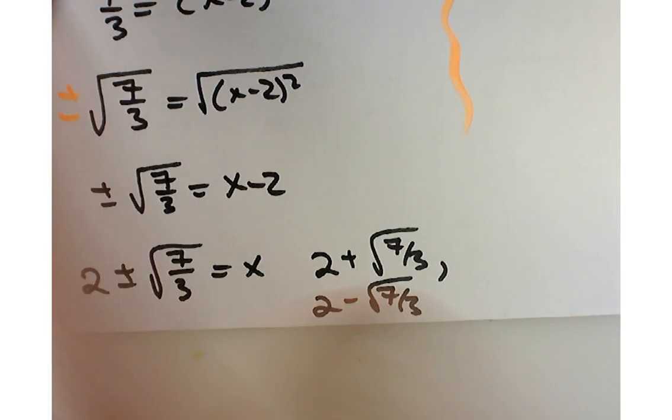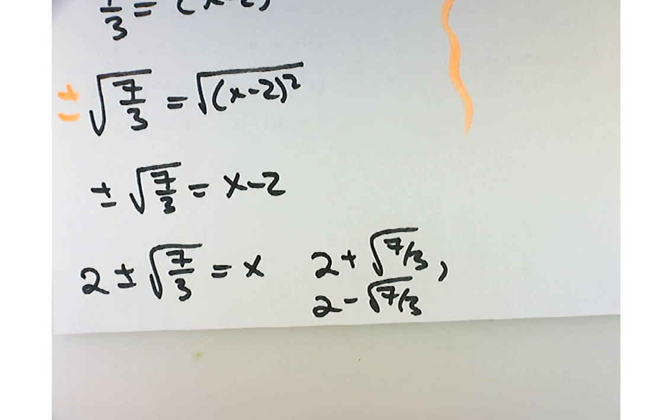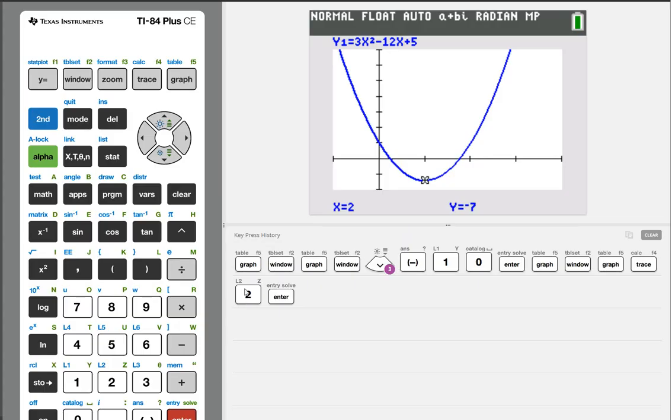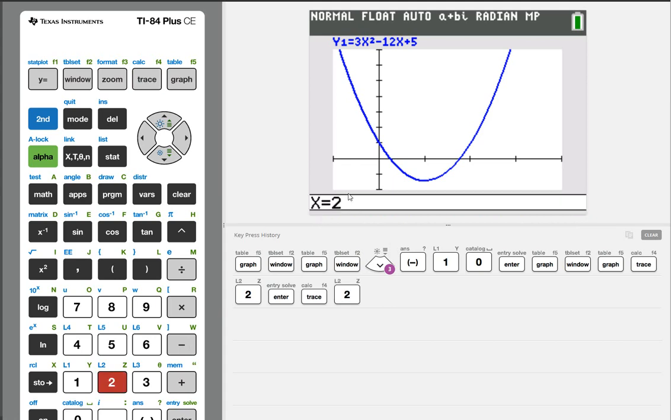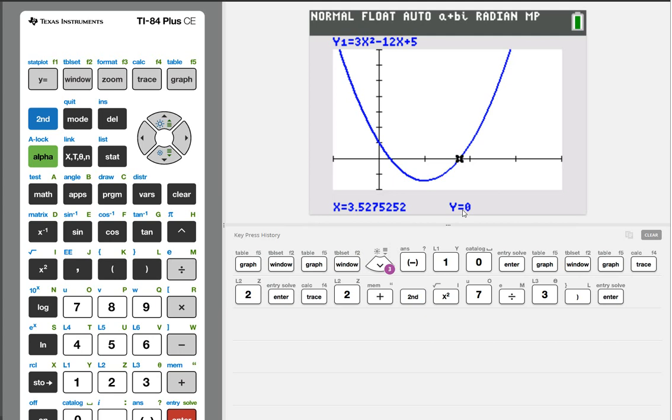You can check these on your calculator. It might not work out perfectly, but it'll work out pretty good. Let's see. If I wanted to check that, I would hit the trace key and type in that number, 2 plus the square root of 7/3. When you hit the 2 or any number, it's going to open up that row on the bottom for you. 2 plus the square root of 7 divided by 3. And there you go. Oh, it worked out perfect.